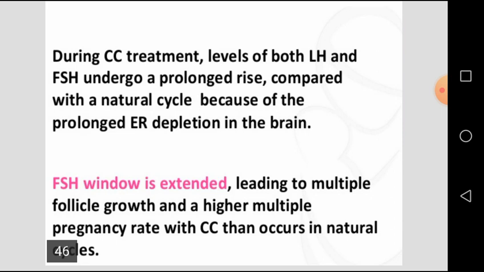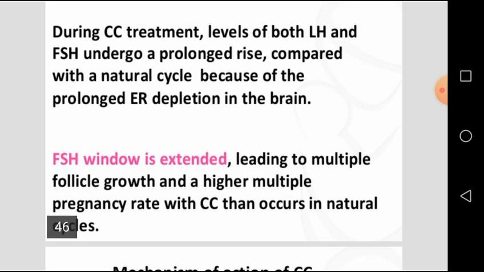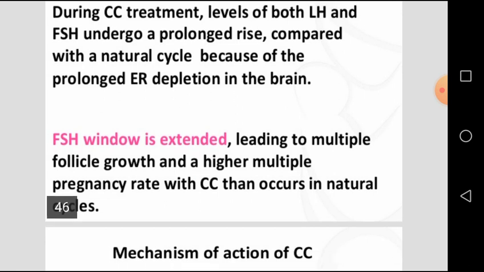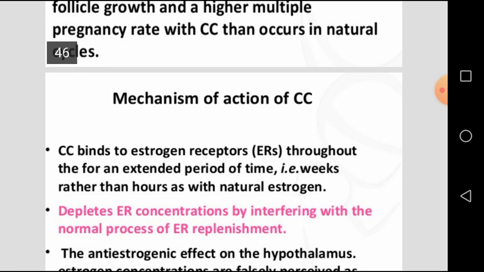During this CC treatment, the levels of both luteinizing hormone and follicle stimulating hormone undergo a prolonged rise compared with a natural cycle, because of the prolonged ER depletion in the brain, that is estrogen receptor depletion in the brain. Then this FSH window is extended, leading to multiple follicle growth and a higher multiple pregnancy rate with CC, that is clomiphene citrate, than occurs in natural cycles.